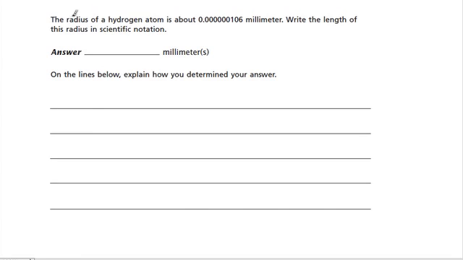In this problem, we're told the radius of a hydrogen atom is about 0.000000106 millimeters, and I try to count these zeros before I hit that 1 just to keep track, and I count 2, 4, 6 zeros right there. Write the length of this radius in scientific notation, and then on the lines below explain how you determined your answer.